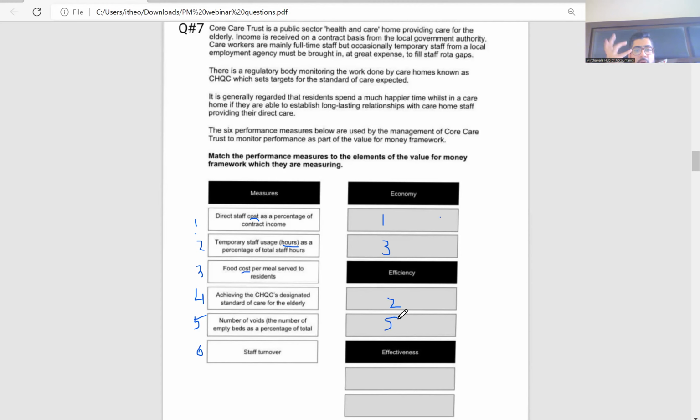And effectiveness is objective achieved. Okay. So what is the objective? Any objective here? Achieving CHQ's desired standard of care for elderly. This looks an objective. Effectiveness and staff turnover, having a low staff turnover is always an objective. Okay, so these are the 6 portions matched.